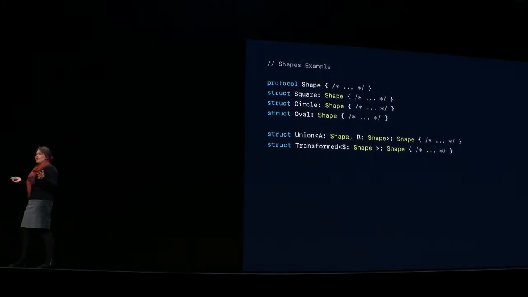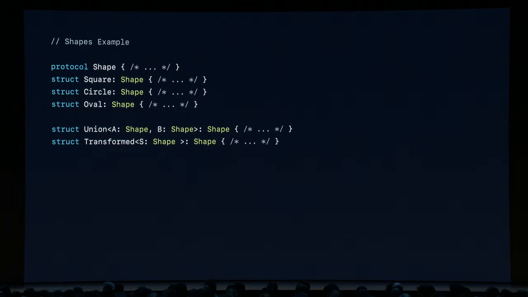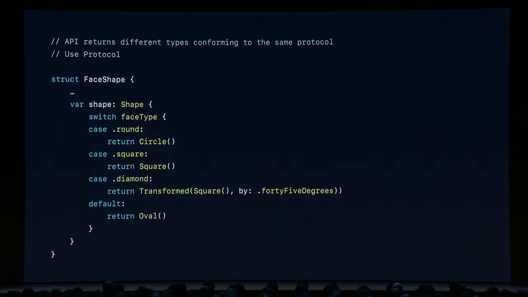We'll use a simple shape API in our examples. Here, as you'd expect, we have a Shape protocol, and we have types that define basic shapes, like Circle, Oval, and Square. Further, we have structs that manipulate shapes, creating their union and transforming them. Consider this face shape example. Note that this API returns different types depending on the type of your face. But all of them conform to the Shape protocol. So it's a great place to use the protocol type as our return type.